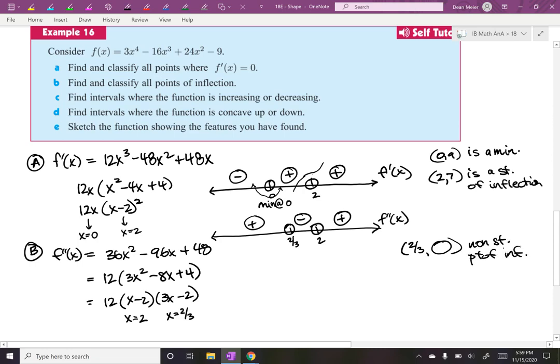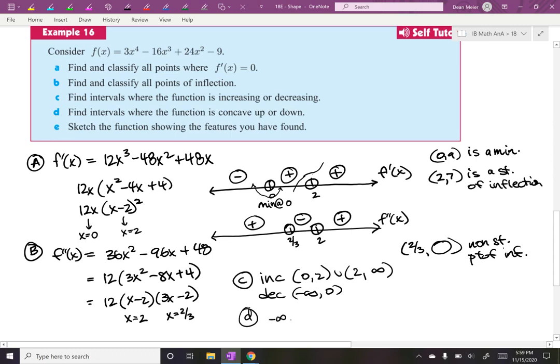And now I can finally answer all the parts too, because I've already done part C, increasing and decreasing. We talked about it already, right? Increasing was 0 to 2 and 2 to infinity. Decreasing is all on the first derivative, negative infinity to 0. And then part D, find the intervals where it's concave up or concave down.